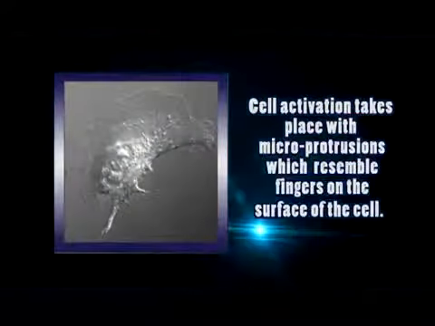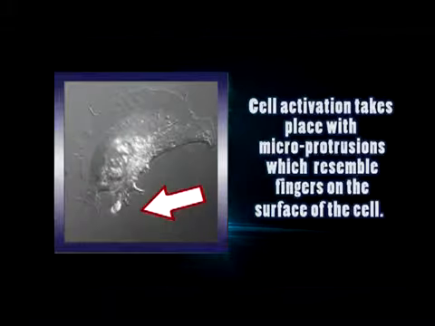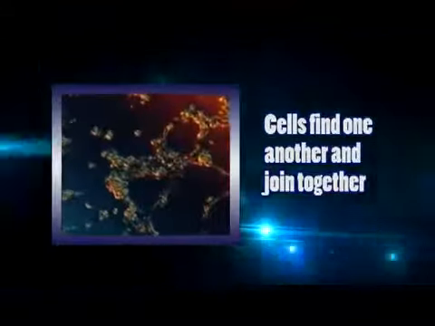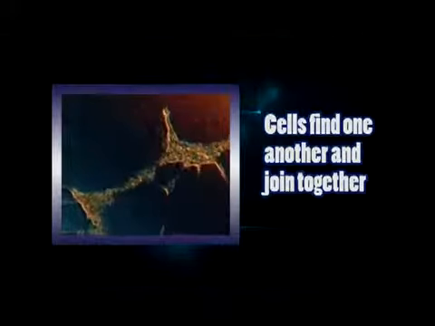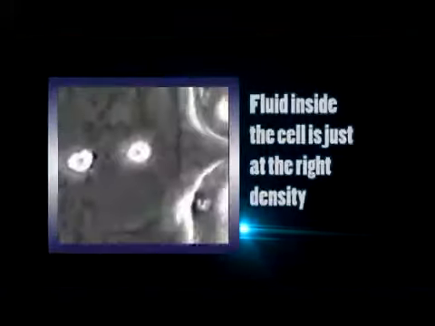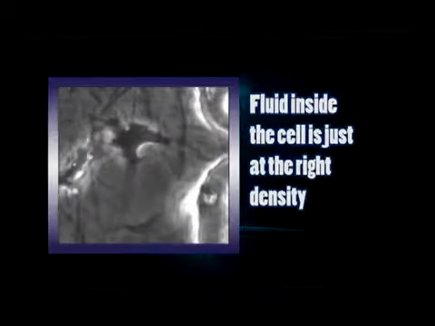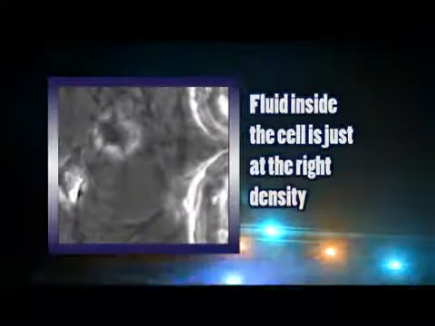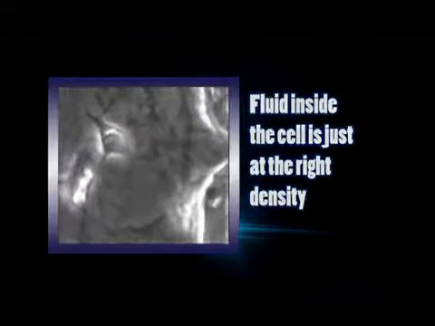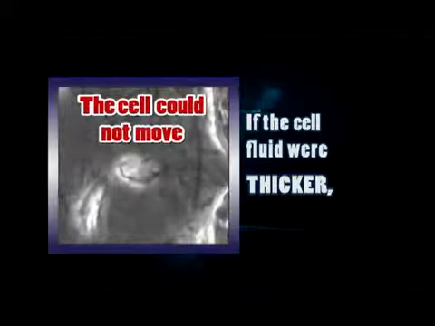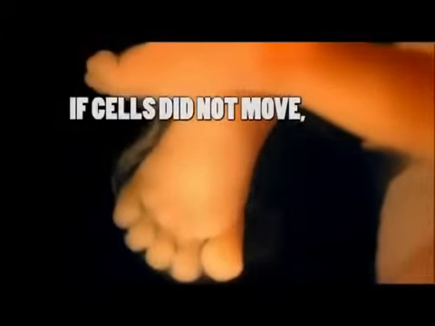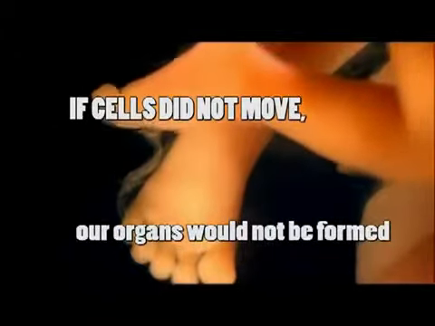Cell activation takes place with micro-protrusions which resemble fingers on the surface of the cell. By means of these protrusions, a bone cell moves along millions of developing cells and finds another bone cell to adhere to. But in order for a cell to move among millions of cells, the fluid inside the cell has to be of just the right thickness. If the fluid were a little bit thicker, the cell could not bear the resistance and therefore could not move. That would make it impossible for cells to produce first a tissue and then later an organ. That is, if cells did not move, our organs would not be formed.